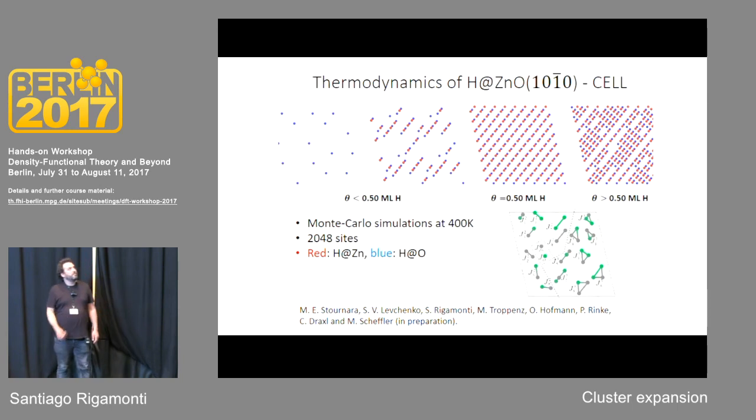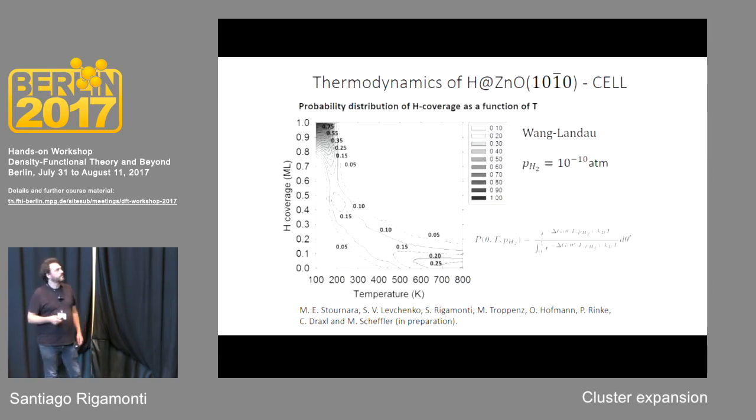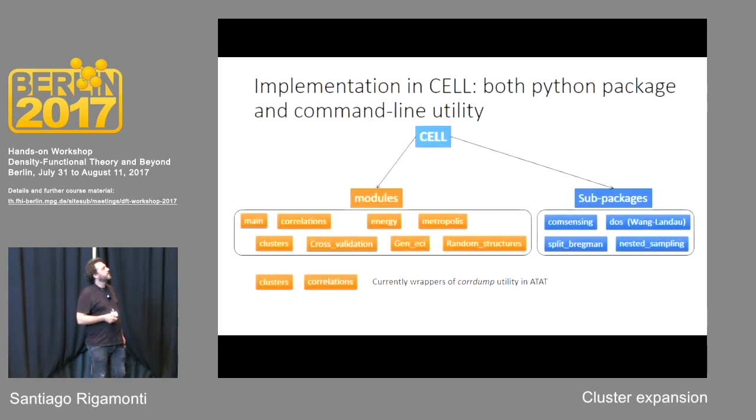So here is another example for a surface system. This is hydrogen on zinc oxide, also studied using the one-Landau method with CELL. Okay, I will not go too much into detail, but I wanted only to say that you can also perform all this analysis for a surface system instead of bulk systems. So here is an example of the result for this system. You can get the hydrogen coverage at different temperatures on the surface and this sort of thing.